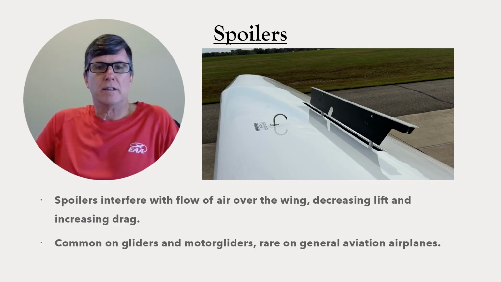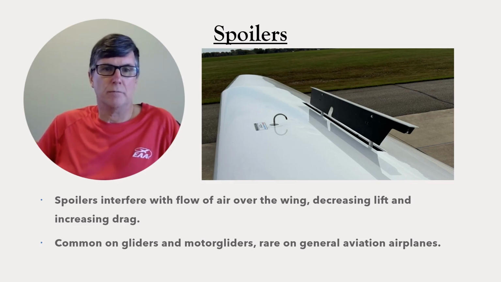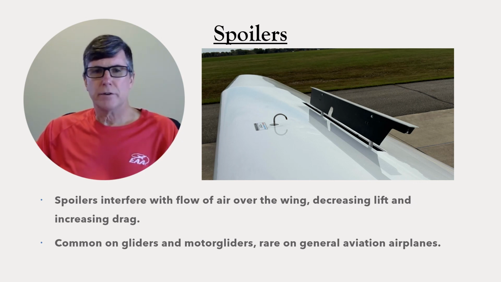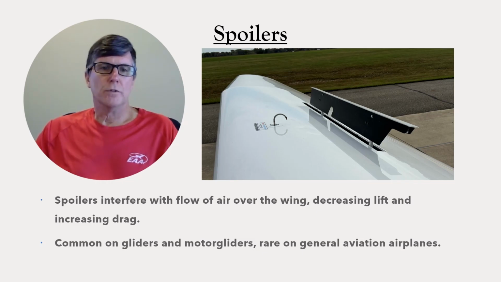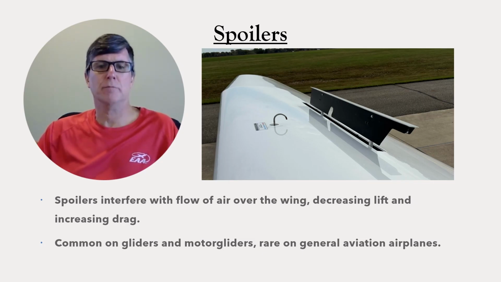So in gliders, spoilers are used to control a descent the same way that power is used in a powered airplane. There are some aircraft that use spoilers for roll control. They either use them instead of ailerons or they use them to supplement the ailerons. When they're used for that purpose, then the spoilers will deploy on only one wing at a time, whichever wing you want to lower.